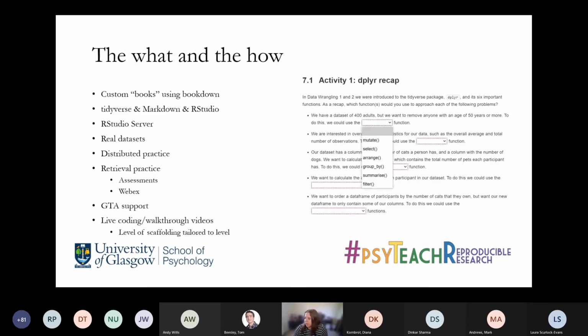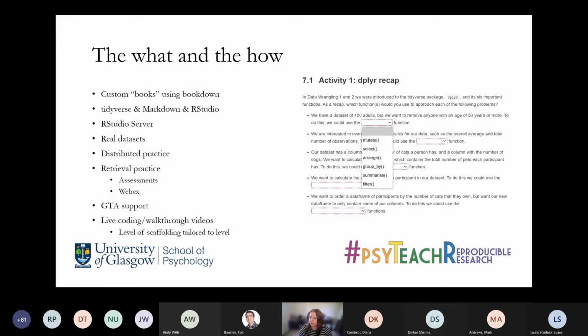I'm not going to dwell too long on the technical stuff. Happy to take questions about that at the end, and all the materials are available online. But briefly, all of our materials are online, and we publish them using Bookdown, so they're custom books. We use the Tidyverse rather than base R, and we also use R Markdown and R Studio, which isn't hugely surprising, but we really have tried to integrate them into the teaching material. So it's not just the coding, we do take advantage of Markdown being a reproducible document and of the features that R Studio gives us as well.